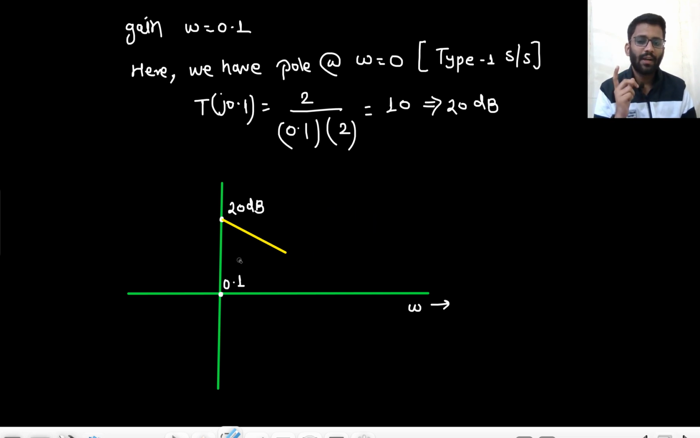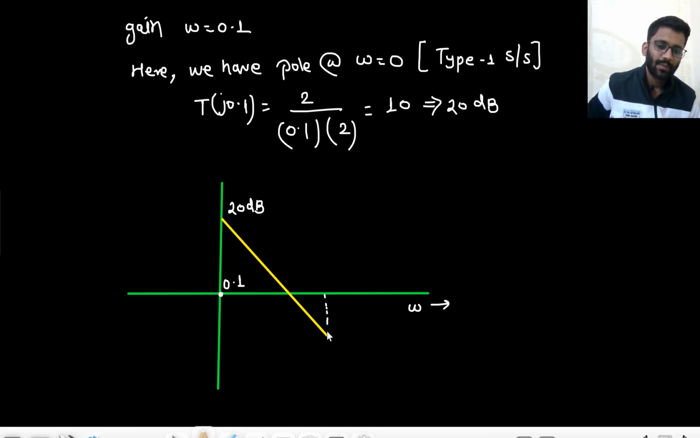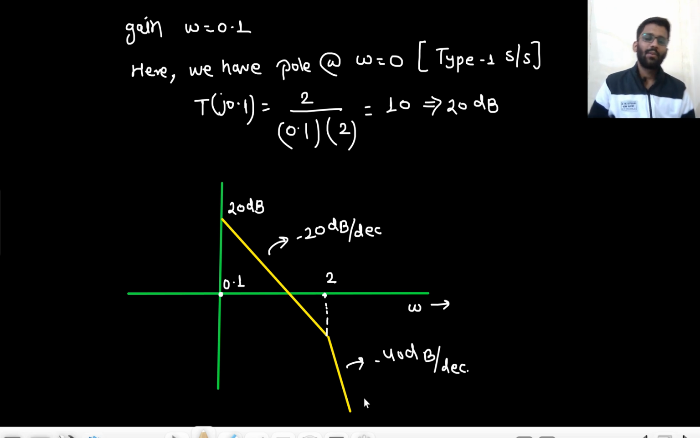at omega goes to 2 I encounter a pole once again. So at omega goes to 2 my gain would be negative actually. Okay, so at omega goes to 2 I encounter a pole again, so my slope will decrease further, so it will decrease more. I hope you guys must have understood why the gain at omega goes to 2 is negative. Did you guys understand? It will be minus 40 dB per decade. Did you guys understand or not?